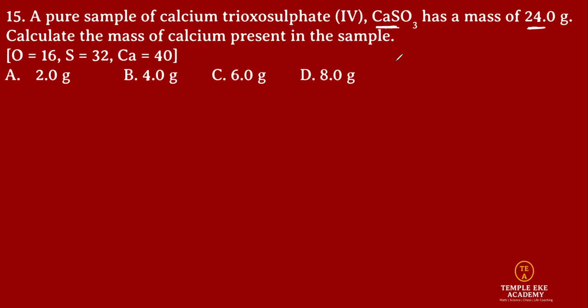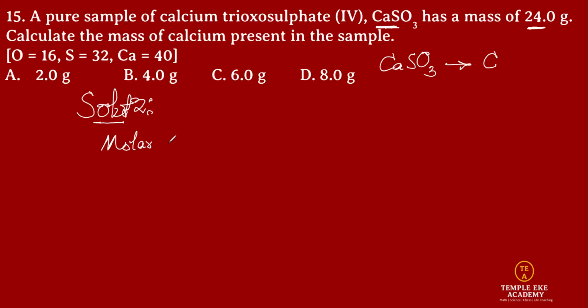Calcium trioxosulfate(IV) contains calcium. So this is a direct relationship. There will be 2 units in the computation. Let's start straight off with the calculation of the molar mass of calcium trioxosulfate(IV). The molar mass of CaSO3.